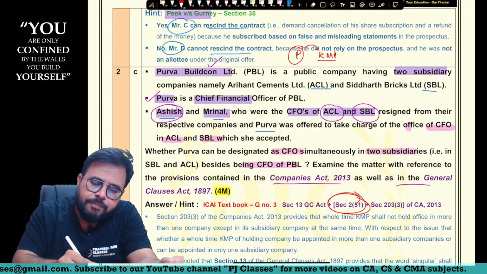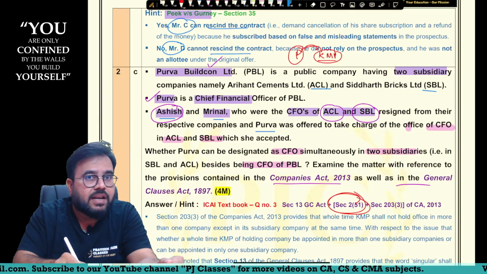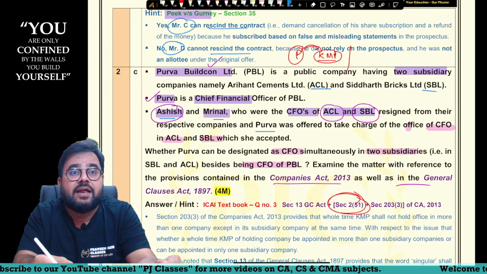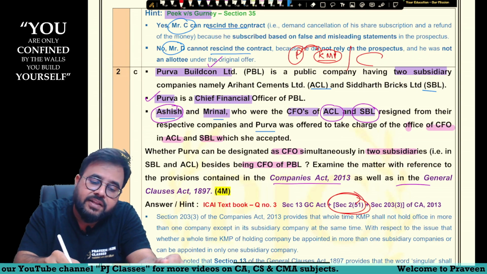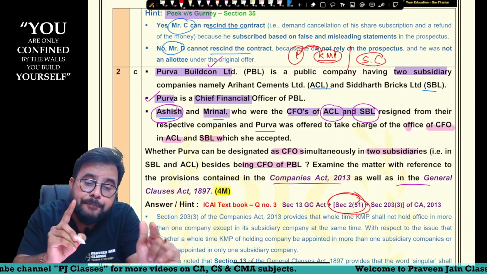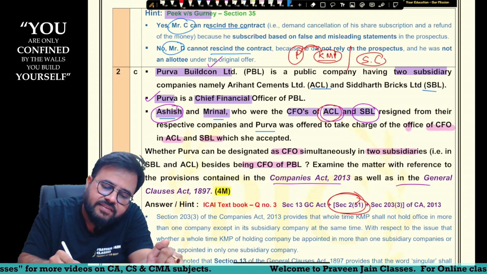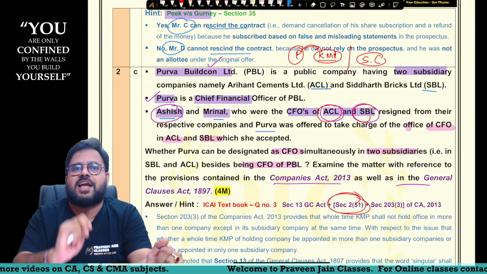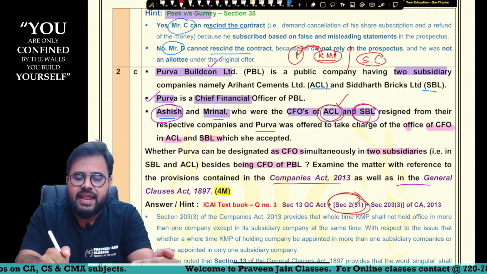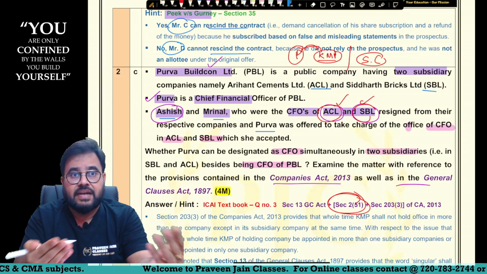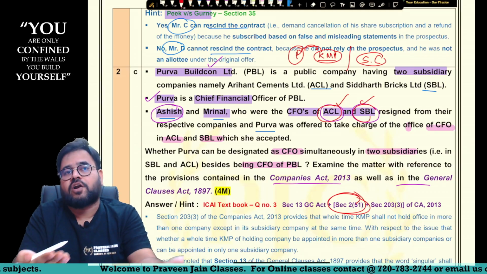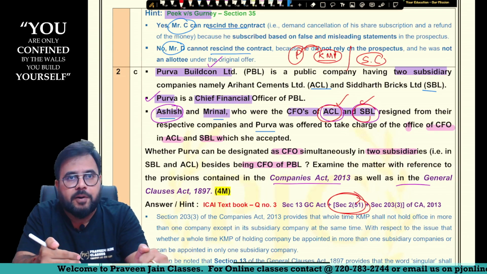So if you are a KMP in one particular company, can you become KMP in another company? The answer is yes, provided that the other company is a subsidiary company. That means only one, singular is written. But in this case, there are 2 subsidiary companies, sir. So the question is, can she accept in both the companies? That is the question, sir. So what you have to observe now is, is this permissible or not permissible?